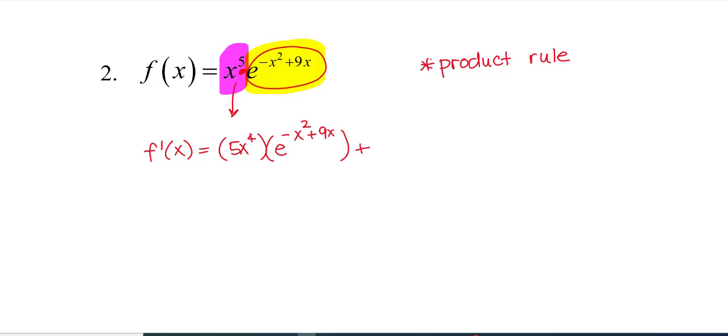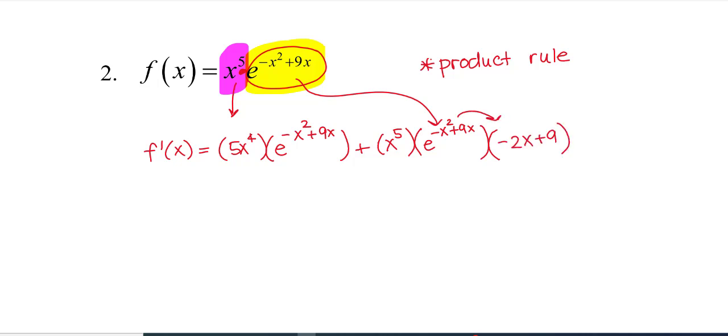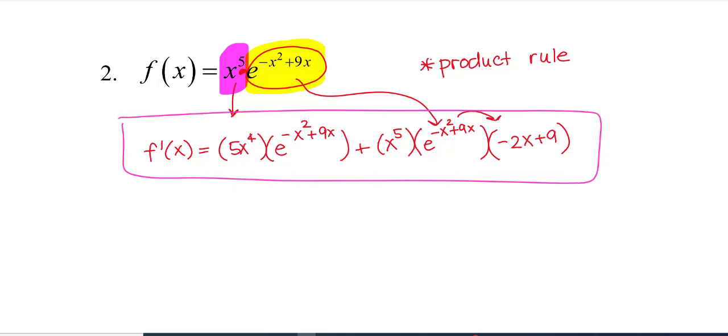Now I'll leave that first factor alone, x to the 5th, and now I'll do the derivative of e to the negative x squared plus 9x, which is itself technically times natural log of the base, which is natural log of e. I don't need to write down 1. And then times the derivative of that exponent, negative 2x plus 9. And what you are going to notice with e's, this is a correct derivative, by the way. It could be done and move on.